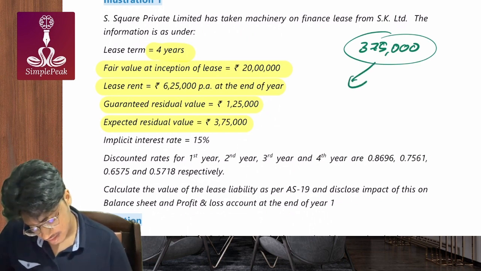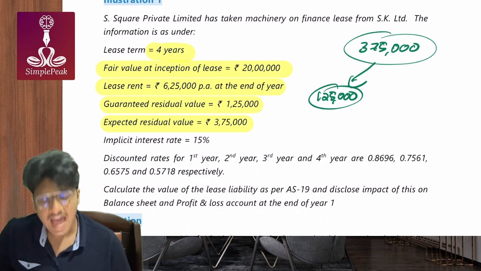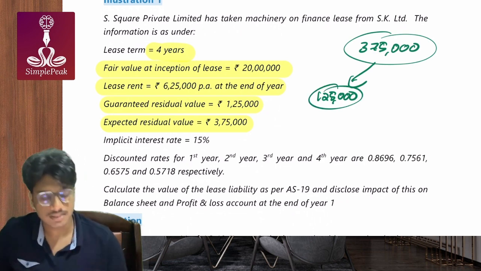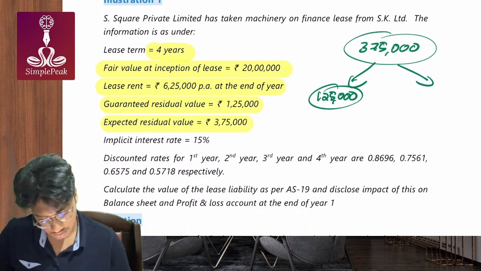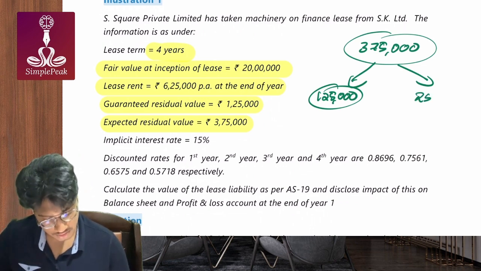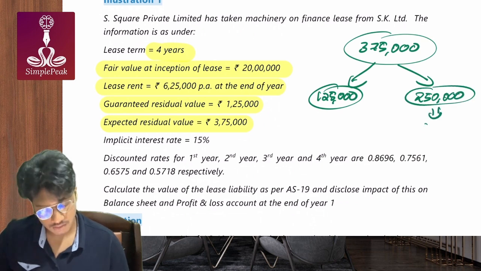Out of that, 1,25,000 is guaranteed by the lessee, that he will make the payment at the end of the lease term. So the rest value would be 3,75,000 minus 1,25,000, which comes to 2,50,000. That is your UGRV. That is what it means.